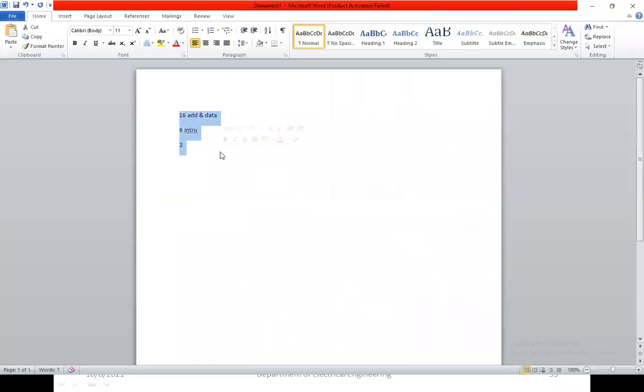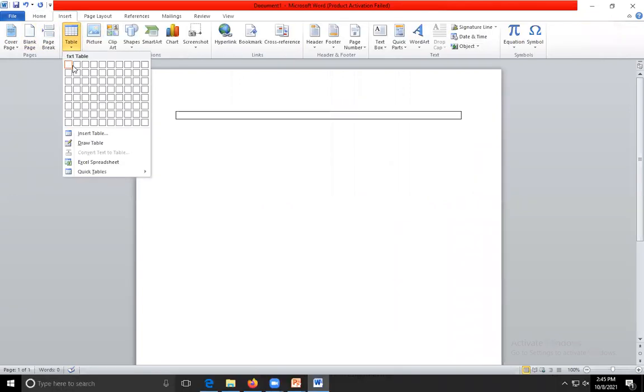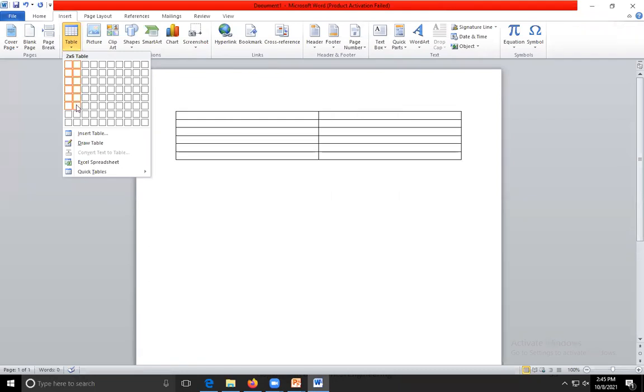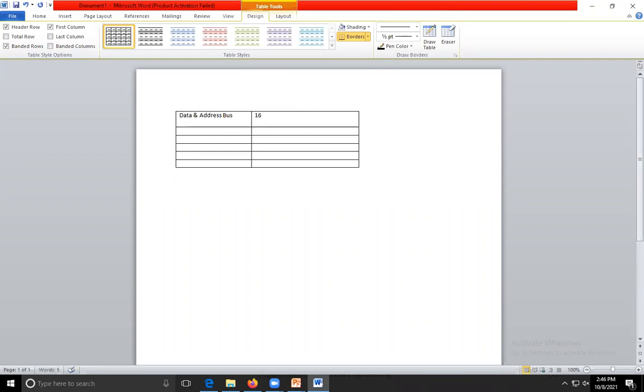I'm creating a table, so correct me and tell me if I'm missing anything. We are discussing the pins. First is the data and address bus. How many address bus pins are there? 16 pins. One is for the trigger, which is the ALE pin. So this address part will be completed.